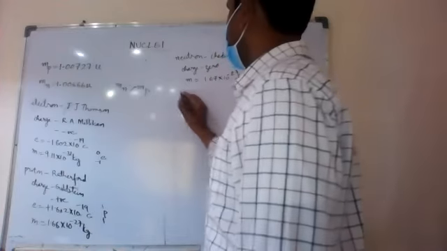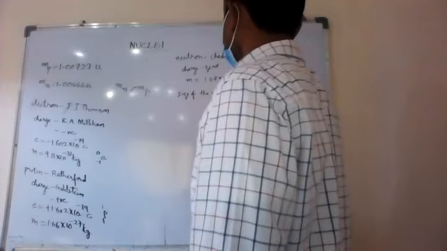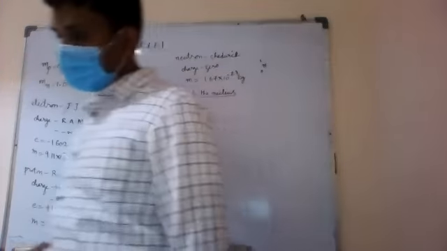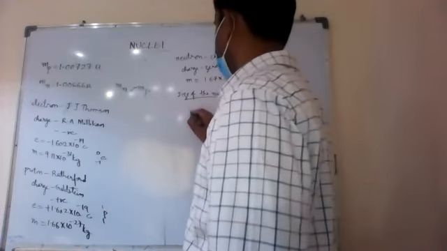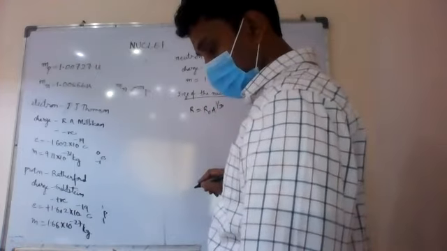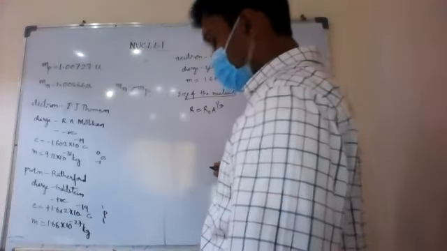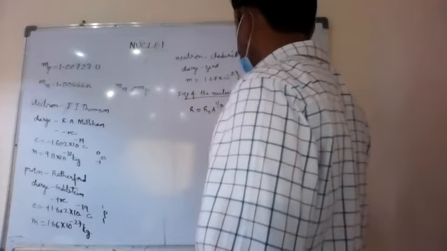And size of the nuclei. How much is the size of the nucleus? Size of the nuclei was found in the Rutherford alpha scattering model. R is equal to R naught A to the power of 1 by 3. R naught value is equal to 1.2 into 10 to the power of minus 15 meters.